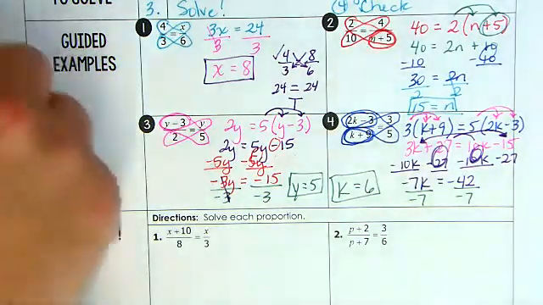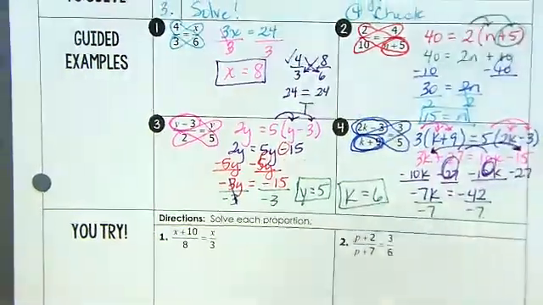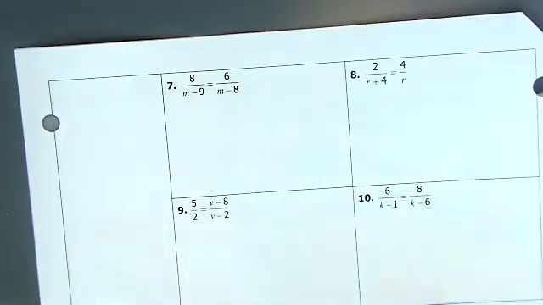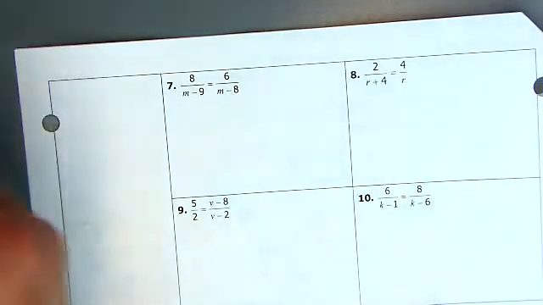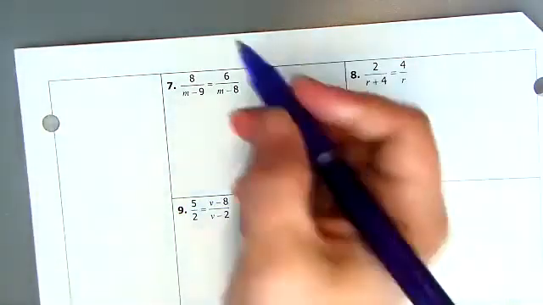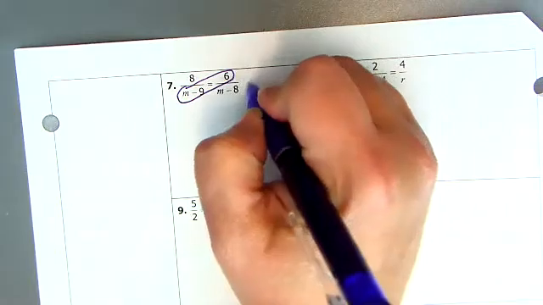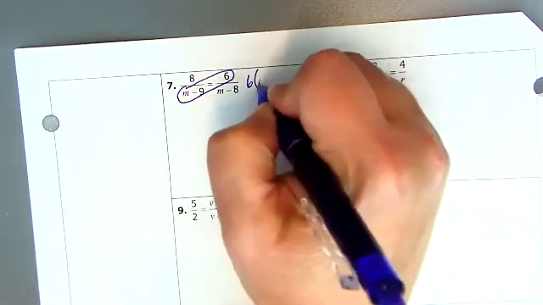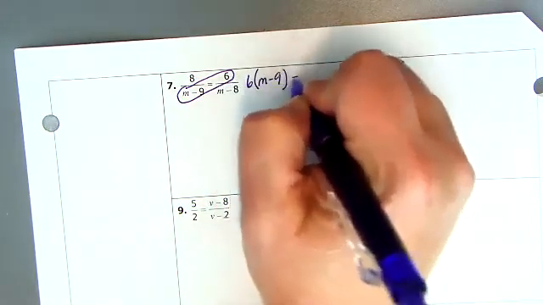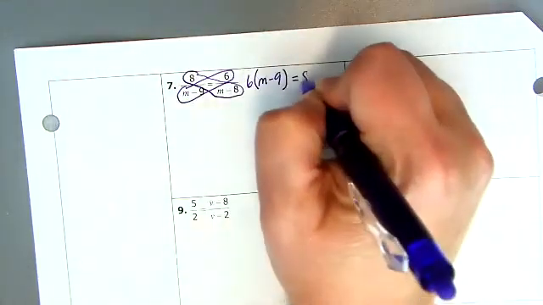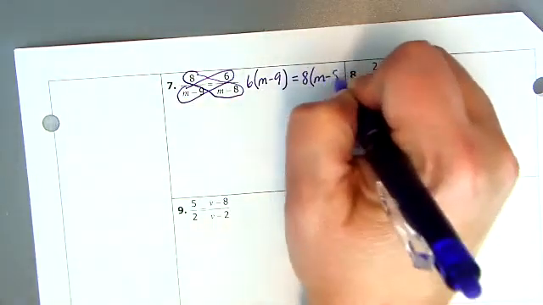One more example that we're going to work. We're going to turn this over, page over, and go to number 7, just because it's in a different location, but we're really not going to work it any differently. All right, so I'm going to multiply diagonally, and I'm going to end up with 6 open parentheses, m minus 9 close parentheses equals, and now I'm doing 8 times m minus 8.